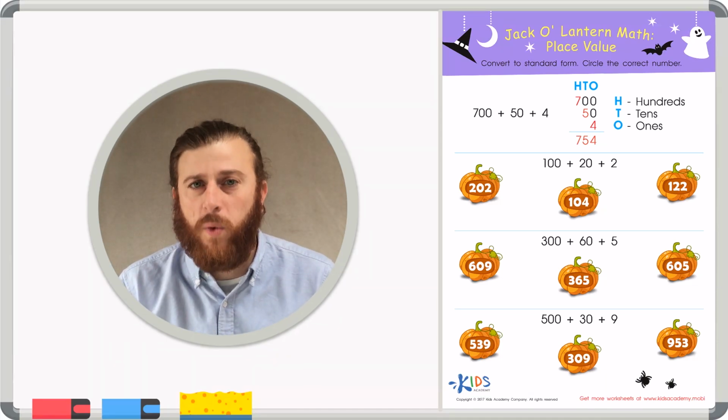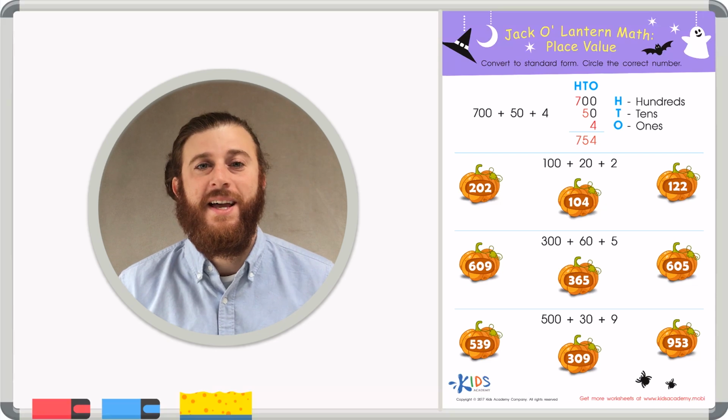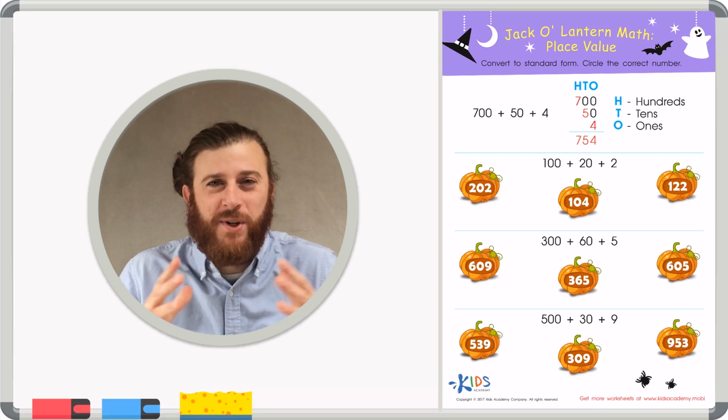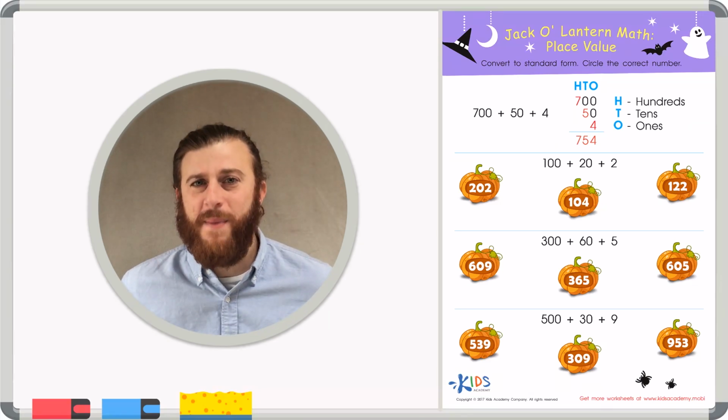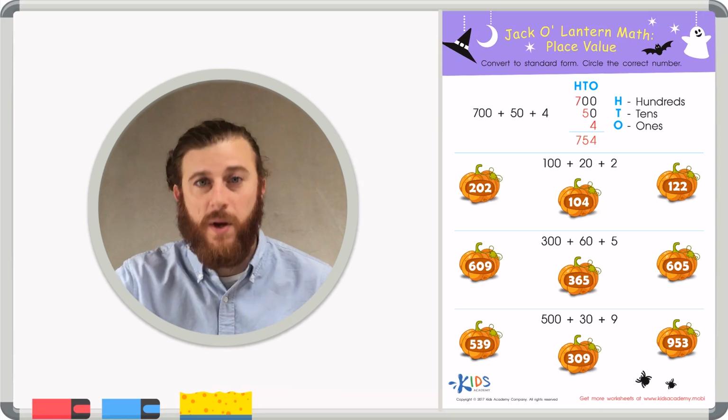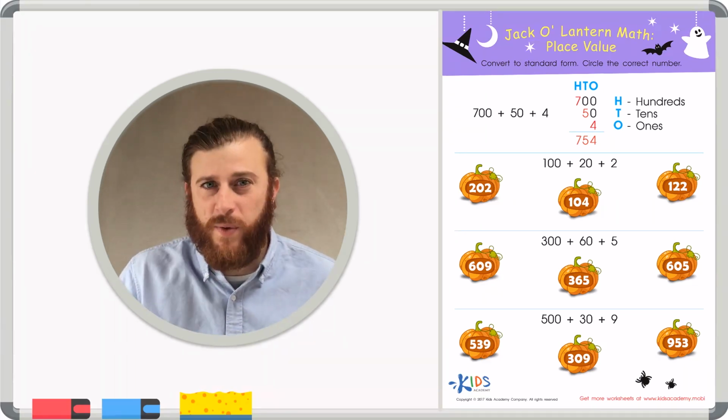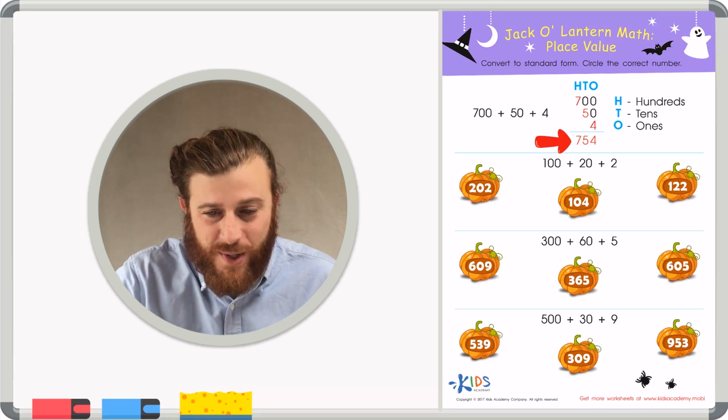Today we're going to be looking at a worksheet called Jack-o'-lantern Math. In this worksheet, we're going to have to take numbers that are in expanded form and put them back into standard form. Standard form is what we think of when we see regular numbers, like 754.